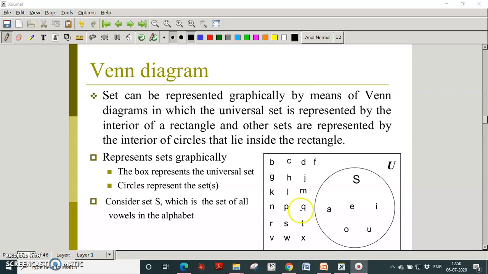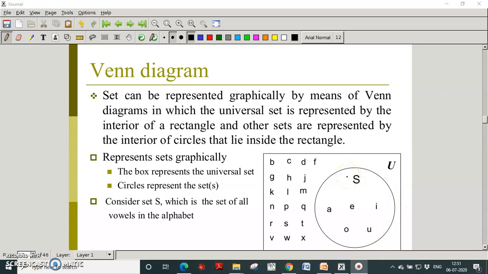Another topic is the Venn diagram. A Venn diagram is a pictorial representation of sets in which the universal set is represented by the interior of a rectangle and other sets are represented by the interior of circles that lie inside the rectangle. So here the rectangle, means the box, represents the universal set and the circles represent the other sets.